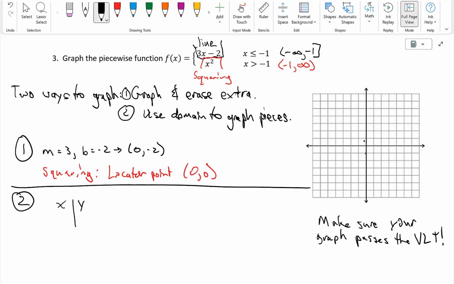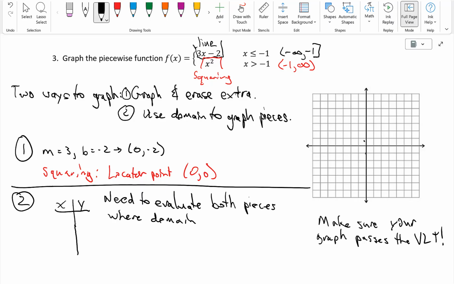So for this one, I'd have an XY table, and I need to evaluate both pieces where the domain is split. For this one, our split occurs at x equals -1, right? We can see that break there. That's where our domain is split in half, so where our first piece ends and our second piece starts. So I like to use colors for this one. I can use some more we haven't yet.